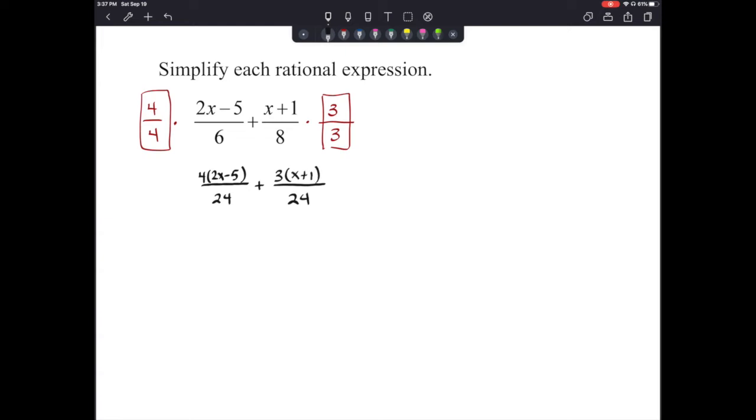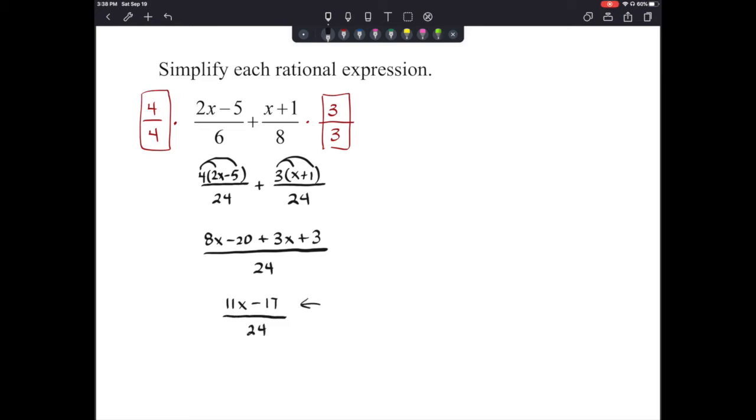Now we can rewrite it as one fraction. While I'm doing it, I'm going to simplify at the same time. I'm going to distribute my 4 through to get 8x minus 20. And since this is plus, this makes it easier on me. I can say plus 3x and plus 3. And right now it's all over 24. Let's combine the like terms. 8x plus 3x is going to give me 11x. And then negative 20 plus 3 is going to be negative 17. And that's all over 24.